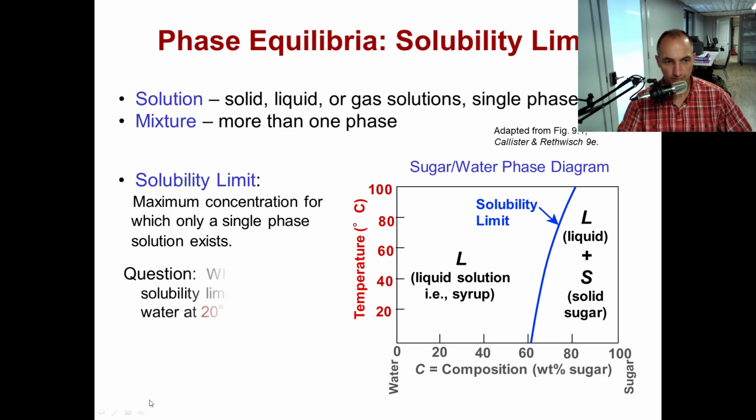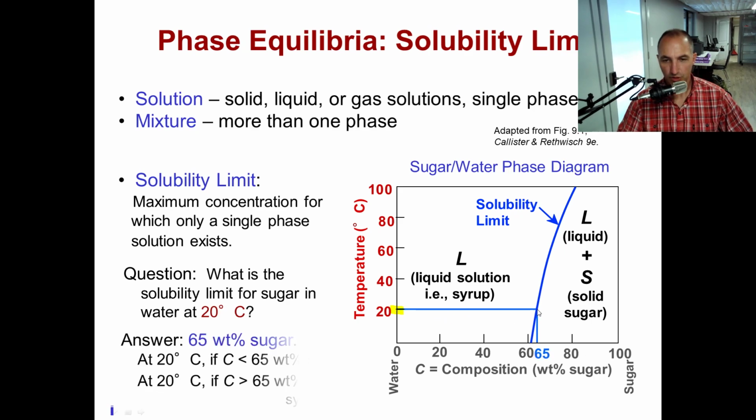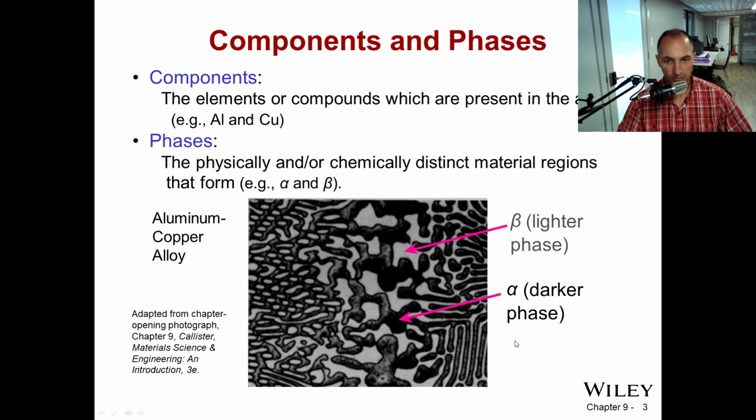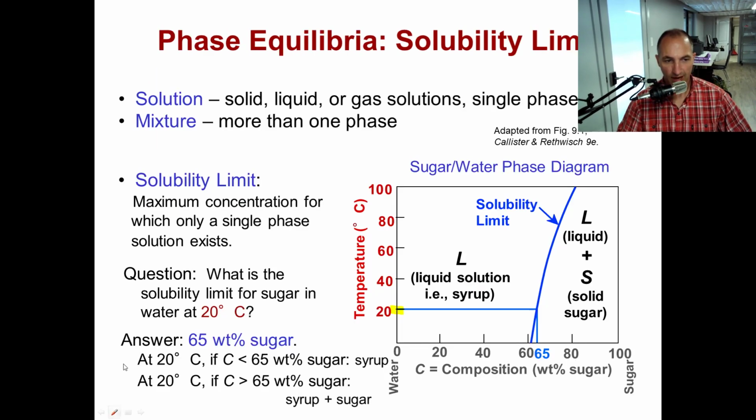So in this example, let's ask the question, what is the solubility limit for sugar in water at 20 degrees C? So we're looking at this temperature right here, and what is the solubility for sugar at 20 degrees? We just move across here to the boundary, and we go down to pull the composition. So the composition is 65. So the answer is 65 weight percent of sugar.